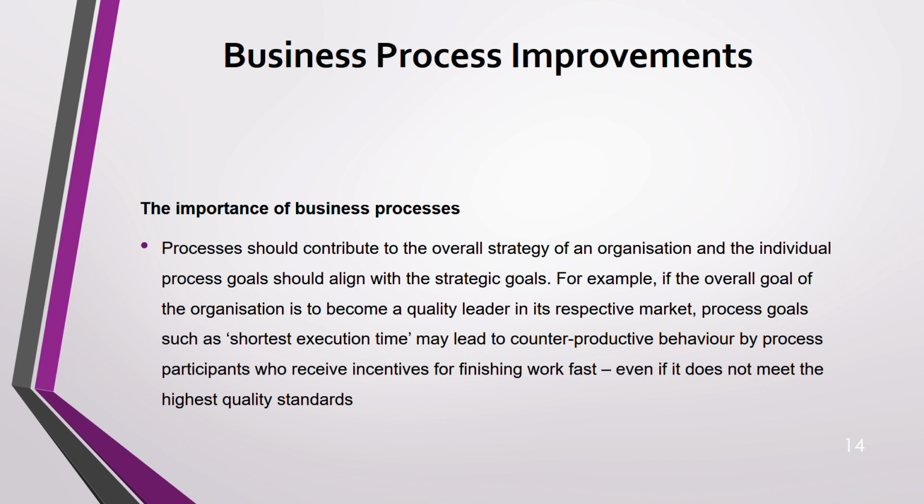Why? Because if you want to produce anything in the shortest possible time, your quality will suffer. So that is not aligning with your strategic goal. Your strategic goal is to be a quality leader, but your process goal says you want to finish something in the shortest possible time. It is counterproductive, in fact. So your process goal should be what? Even if it takes the longest possible time, you have to be efficient.